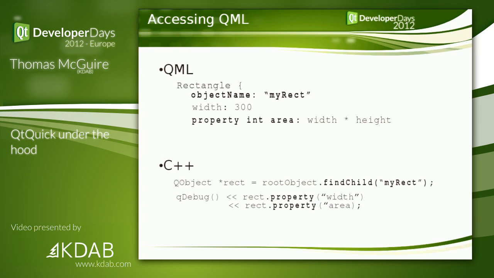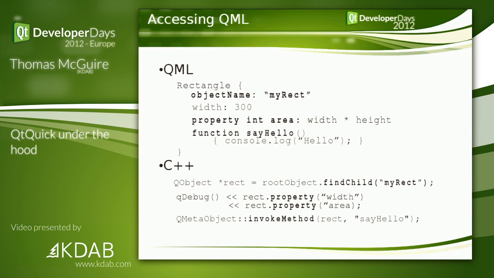Once you have done that, again, you can use the meta object system to access properties of the object instantiated from QML. And you can even call functions. So if you have a JavaScript function here, you can use the meta object system to invoke that function.